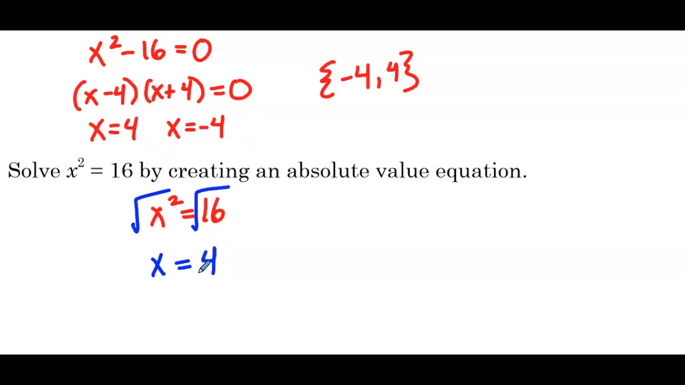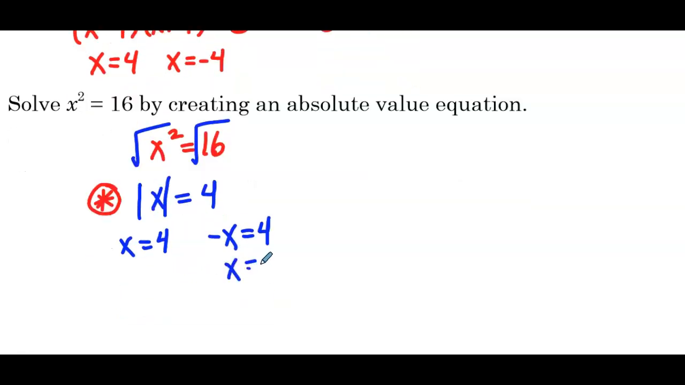Well, I could just throw a plus or minus in front of the 4 and say, okay, there I have it. And oftentimes that's what a lot of people do, but we're missing a really key fact. What this really should be is the absolute value of x equals 4. And I'm going to put a star next to this. And this is a really important fact. The square root of x squared is really the absolute value of x. Now we can say either x equals 4 or negative x equals 4.